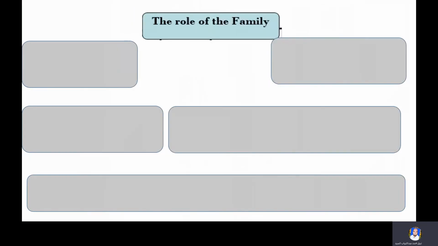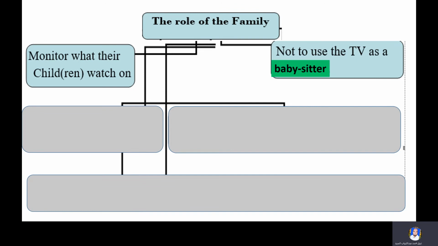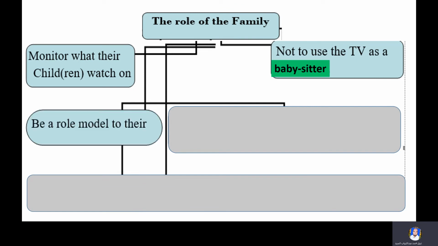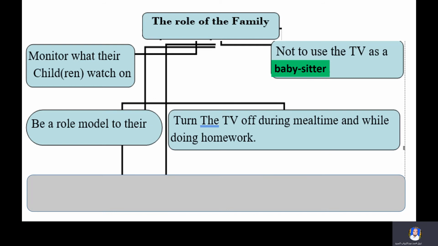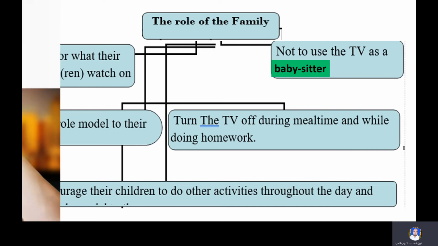What is the role of the family? Monitor what their children watch on TV. Not to use the TV as a babysitter. Be a role model to their children. Turn the TV off during mealtime and while doing the homework. Encourage their children to do other activities throughout the day and night.